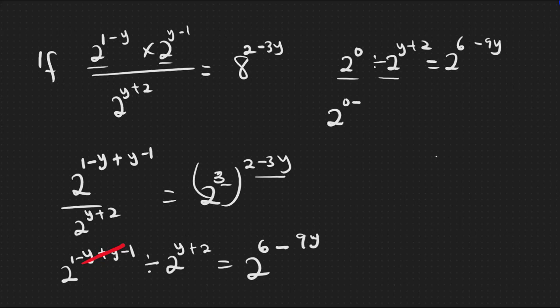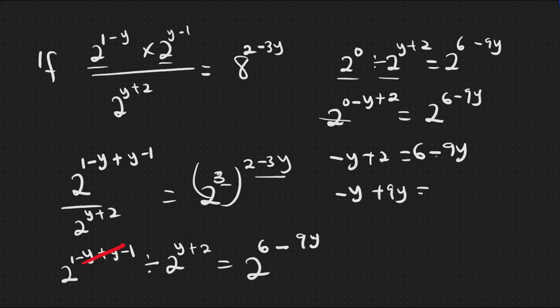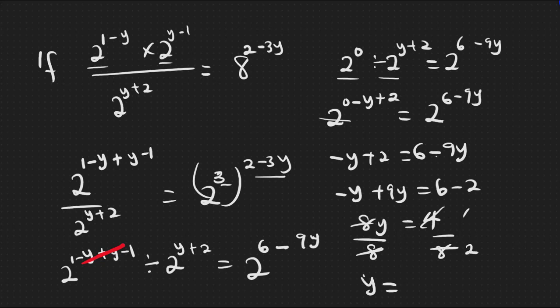So we say 2 raised to the power 0 minus (y plus 2) equals 2 raised to the power 6 minus 9y. Am I right? If you equate the bases, you're left with minus y plus 2 equals 6 minus 9y. Collecting like terms, we have minus y plus 9y is equal to 6 minus 2, so 8y is equal to 4. Divide both sides by 8, cancel: 4 here is 1, 8 here is 2. So y is equal to 1 over 2.